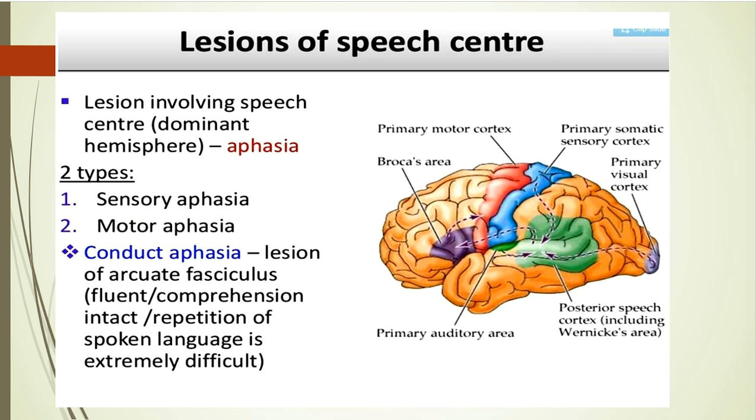The lesions of speech centers. A lesion involving a speech center in the dominant hemisphere is known as aphasia. It is of two types, sensory aphasia and motor aphasia. Conduction aphasia is a lesion of the arcuate fasciculus, where fluency or comprehension is intact, but repetition of spoken language is extremely difficult.